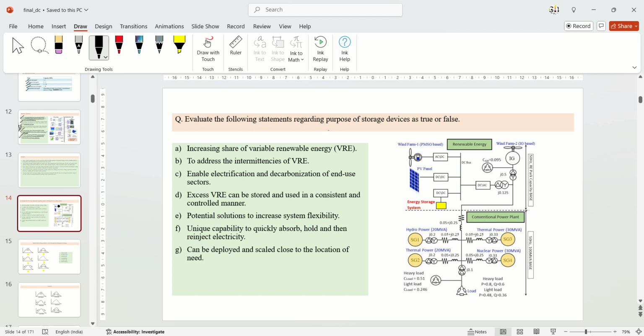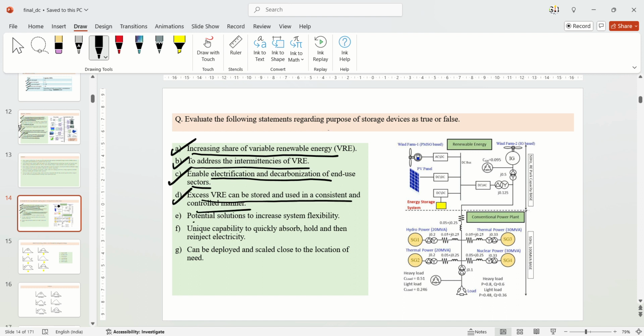Okay, let me give the solution for this question. So this question is related to the advantages of using this storage device in the system. If you read the first statement, it is telling the increasing share of variable RE generating sources, that is true. Second statement telling to address the intermittency of the VRE, that is true. Third statement telling enable electrification and decarbonization of the end use sector, that is also true. Next statement telling the excess VRE can be stored and used in a consistent and controlled manner, that is also true. Potential solution to increase the system flexibility, that is also true. Next statement telling unique ability to quickly absorb, hold and then re-inject electricity, that is also true.